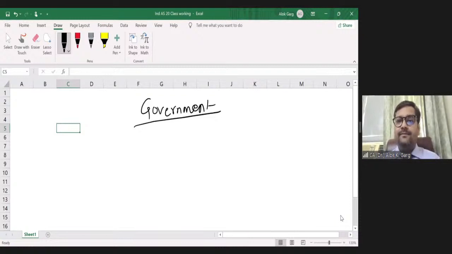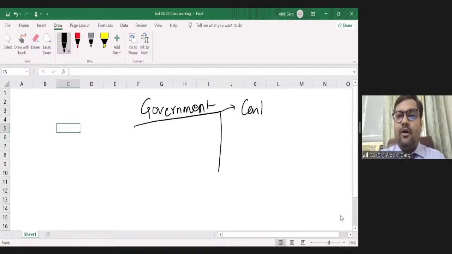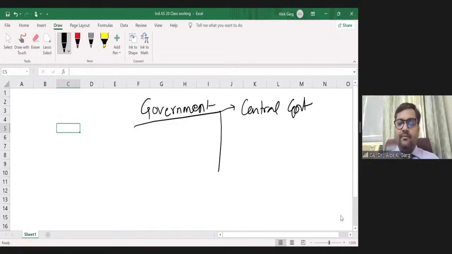Who is government? Pulkit is saying central government. What about others? State government. Okay. So who is government? Central government, of course. Government of India.